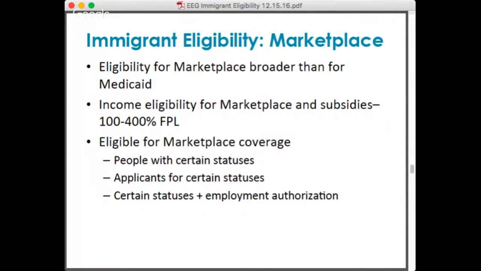All right, since you're all Medicaid experts now, we'll go to the Marketplace, which has somewhat different rules for eligibility for immigrants than Medicaid eligibility. Income eligibility for the Marketplace and subsidies is generally between 100 and 400% of the federal poverty level. To be eligible for Marketplace coverage, a person has to have a specific status, or be an applicant for a specific status, or have a specific status plus an employment authorization. We'll talk about that in more detail.